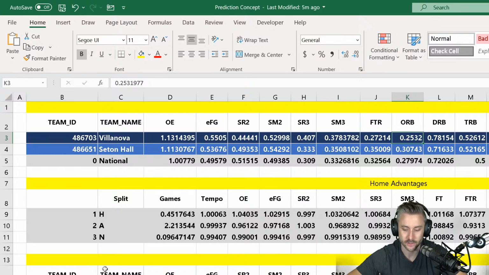And from there, you do the opposite sums. That's what these columns are. Opposite sums. So if you're calculating an opposite sum, you want to add the diametric opposite stat of this right here. So the diametric opposite of offensive efficiency is defensive efficiency of the other team. So the diametric opposite to Villanova's offensive efficiency is Seton Hall's defensive efficiency. So you add those two together and you get an opposite sum, which is 0.038687.